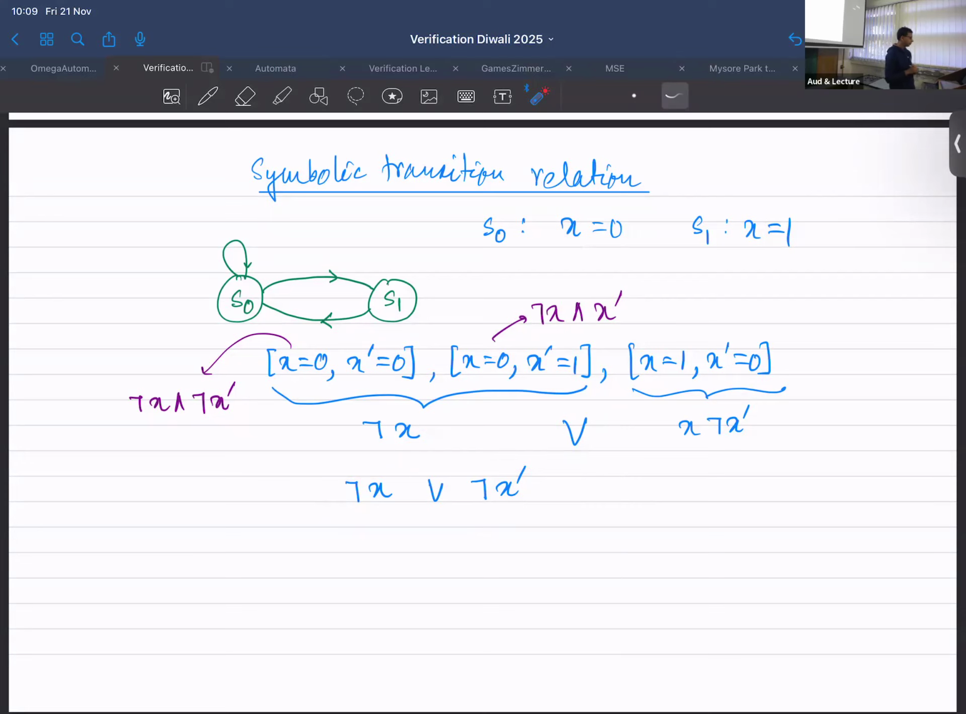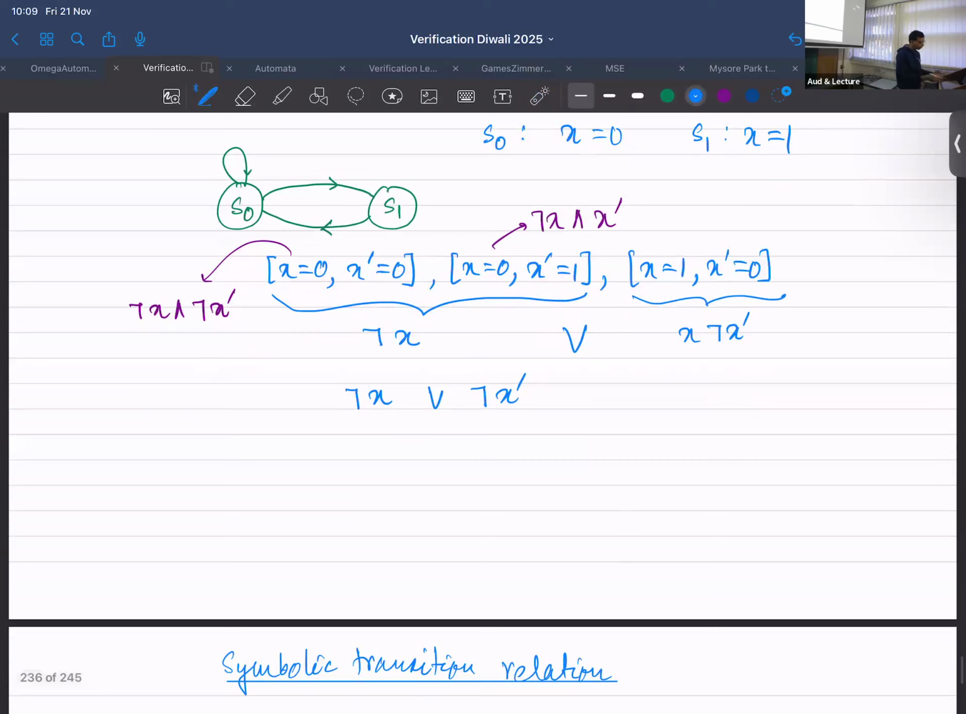Clear? Good. So sometimes these functions are often called in the literature switching functions. They are called switching functions because you can think of Boolean variables like switches, like you have on and off. So these functions are also called switching functions. I often use this term.